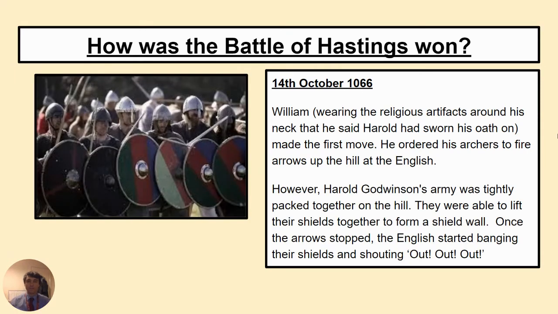But Godwinson's army was so tightly packed together on the hill, they were able to lift their shields, and you can see them overlapping there. Now, it's said that the shield wall was so tightly packed together, these men were so tightly packed, that if they died, they were still held upright, that they couldn't fall to the floor. The shield wall meant that the arrows did very little damage at all. And once the arrows had stopped, the English lowered their shields and started banging them, shouting out, out, out to intimidate the French.